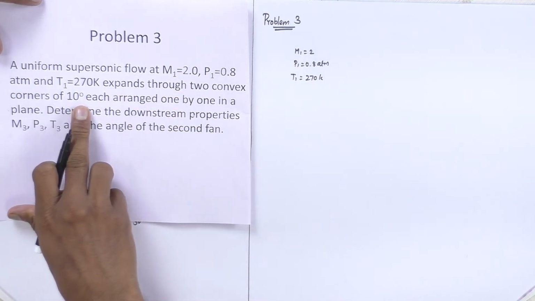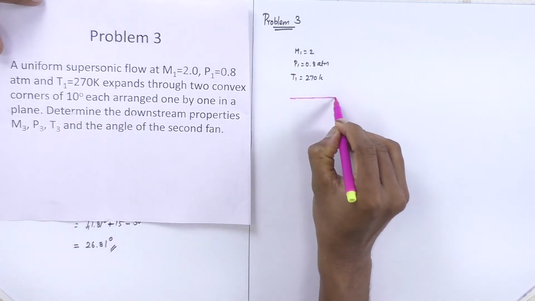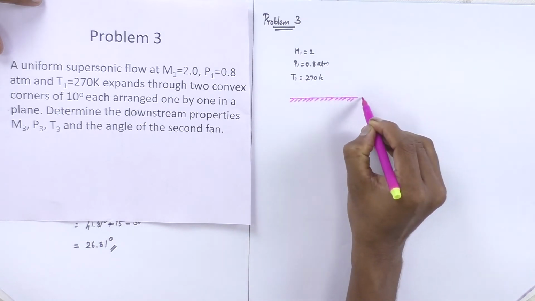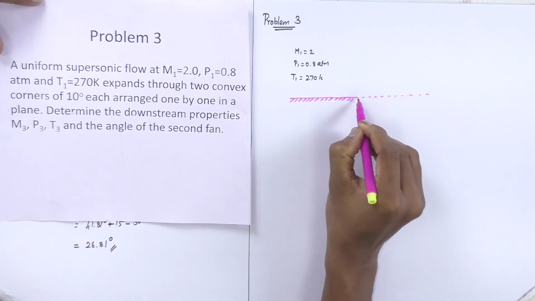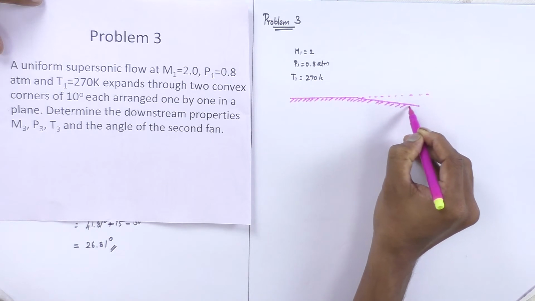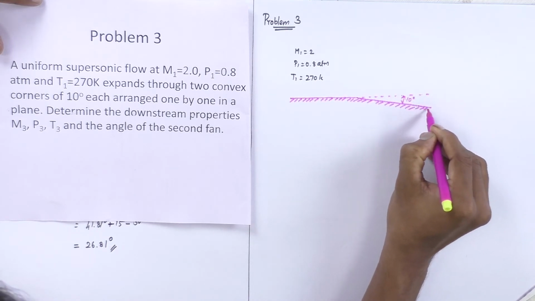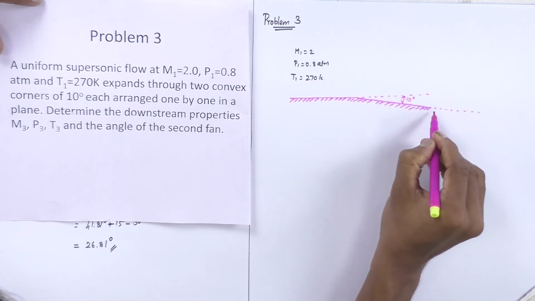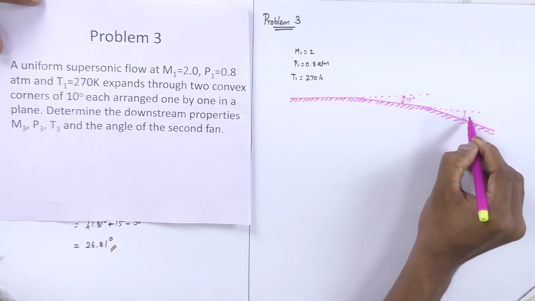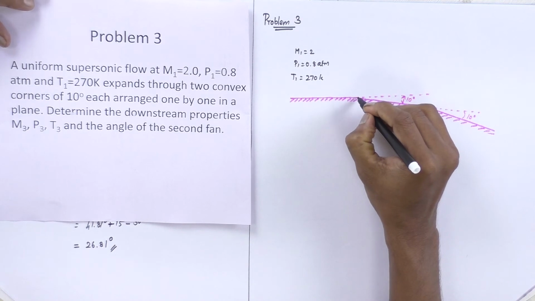The flow expands through two convex corners of 10 degrees. So let us consider two convex corners of 10 degrees in the same plane. The first convex corner of 10 degrees, and again it is expanding through another convex corner of the same 10 degrees. So in this problem we will have two expansion fans.